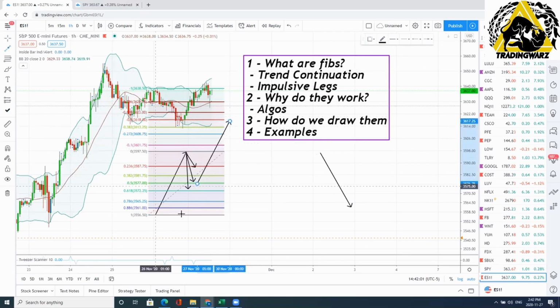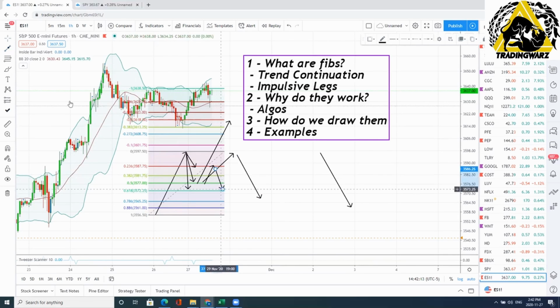Or we could see a pullback to the 50, a trade back here to the previous high and double top failure. Or we could see a pullback to the 236 and then a drop even lower and then another bounce like this. So there are different iterations of how the fib can play out. But the main point is these areas are good areas to look for bounces. So that's how we look at it from the long side.